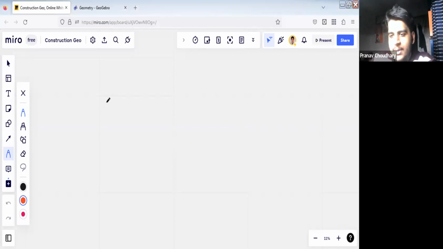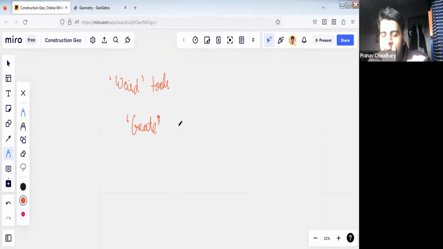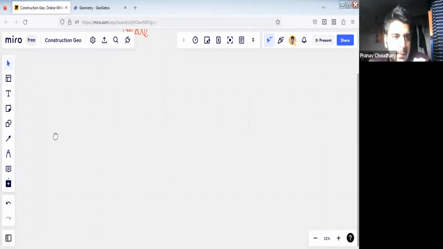So essentially what happens in construction geo, you are given some weird sort of tools and you are given something and you have to construct something. So essentially you can say that you can create things with these tools, and you're basically forming a structure. Sometimes in a problem you're asked to construct something. We'll talk about one structure just to see what I'm saying.